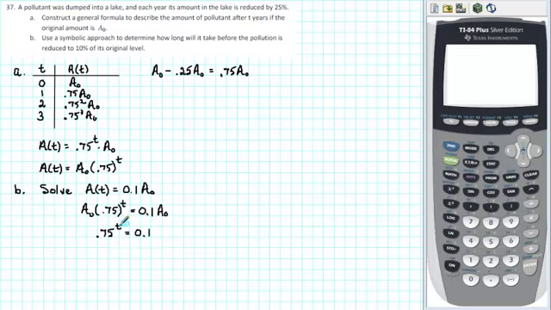Notice that t, the variable that we're trying to solve for, is an exponent. We want to recall that exponents are logarithms. So what we're going to do now is to take the logarithm of both sides. Using the properties of logarithms, we can take the exponent and multiply it by the logarithm. So we end up with t times the log of 0.75 is equal to the log of 0.1.